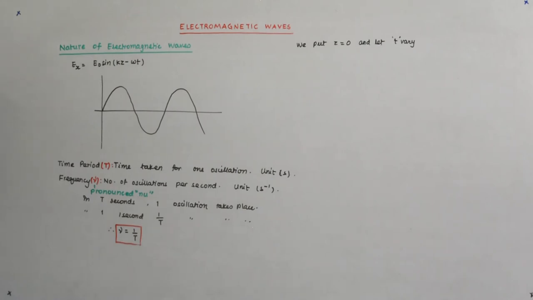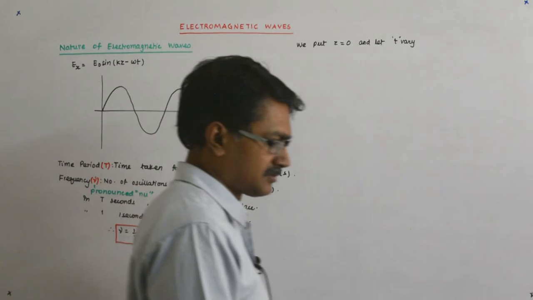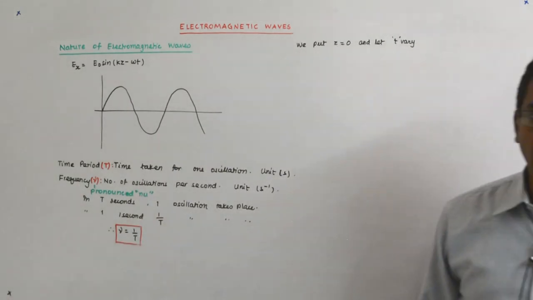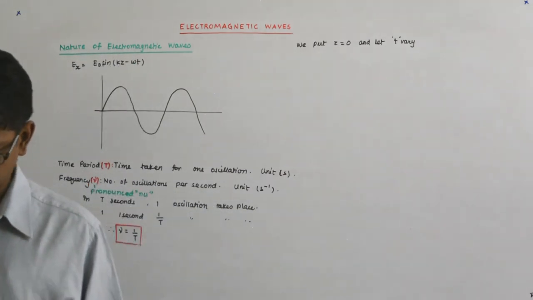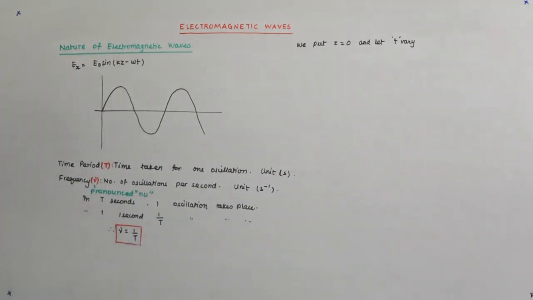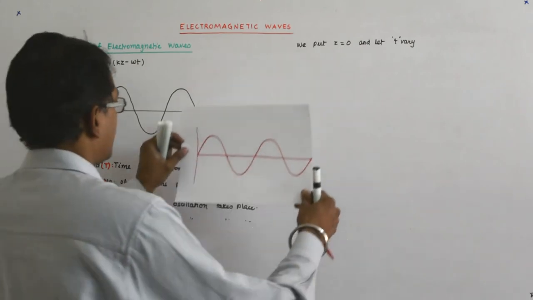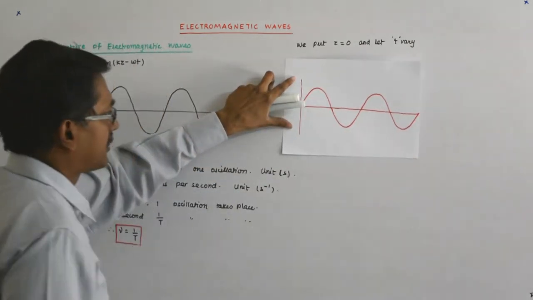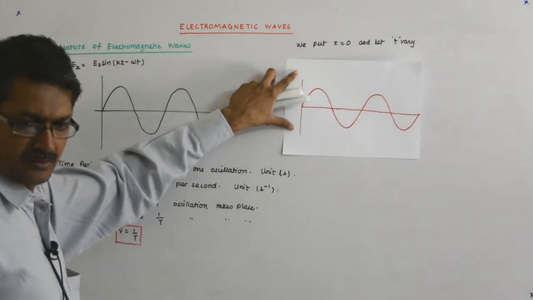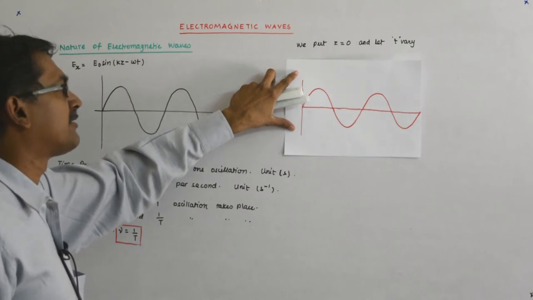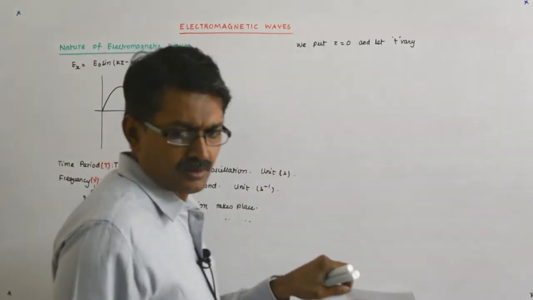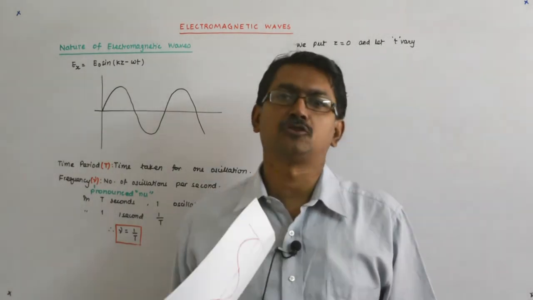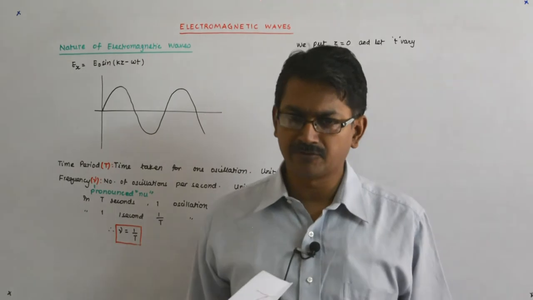So what happens? What happens if I concentrate only at one point and allow the wave to move? What will happen? Okay? So let us try to understand that. So this is our wave, okay? I have drawn it on a sheet of paper. This is my sinusoidal wave. The first trouble that you will face is, where is the oscillation? What oscillation are you talking about? We are not able to understand what an oscillation is in a sinusoidal wave.